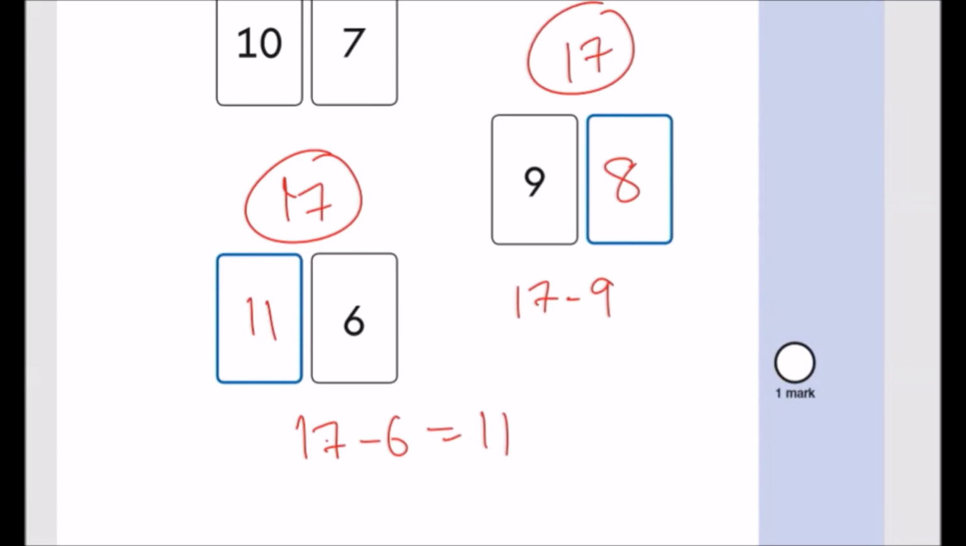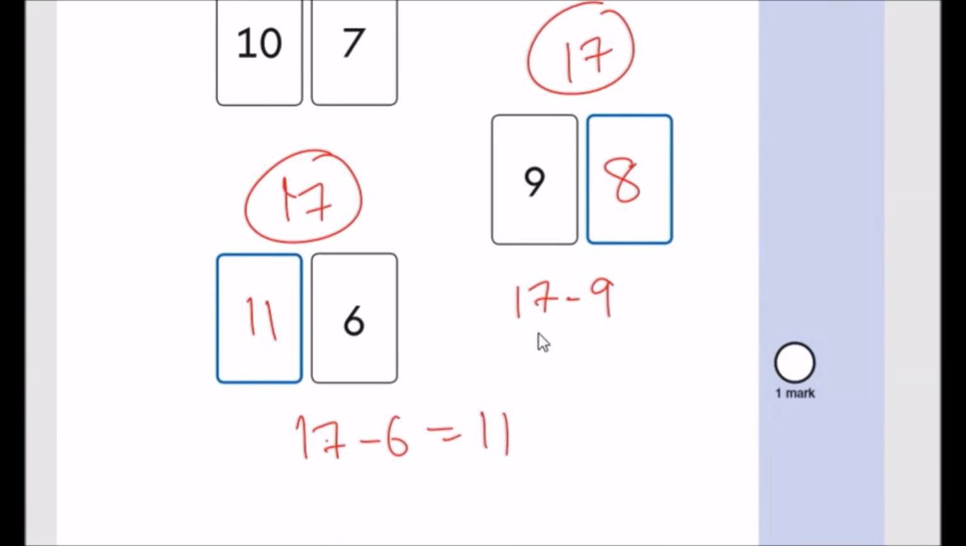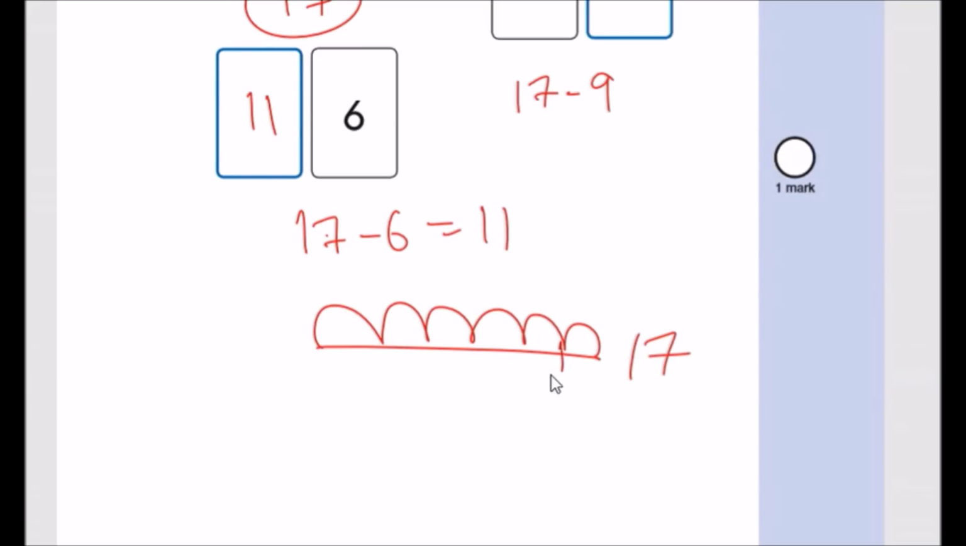Okay. So always use a number line or something. If you're not sure how to calculate these figures, try to use a number line. So start from 17 and go back 6. So 1, 2, 3, 4, 5, 6. So you could say 16, 15, 14, 13, 12, 11. So all of this works.